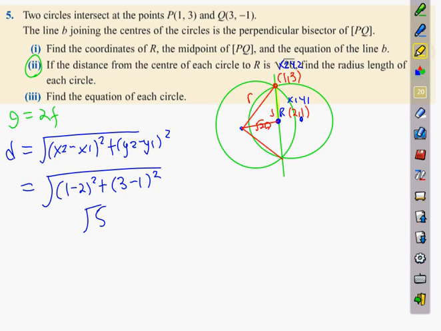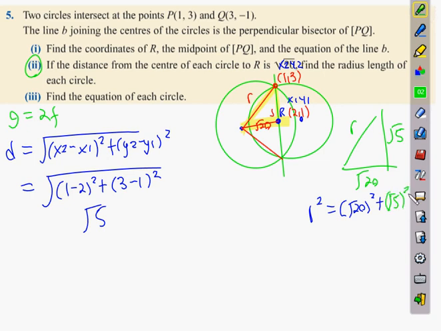Our triangle, which I'm now colouring in yellow, is going to look something like this. It's going to be r, root 20, and root 10. I'm going to put it into Pythagoras' theorem. R squared equals root 20 squared plus root 5, isn't it? Not root 10, it's root 5, right? 1 squared plus 2 squared is 5. Okay, so root 5. And lo and behold, r squared equals 25. The radius is 5. I now have a vital piece of information. I have g equals 2f, and I have r equals 5.